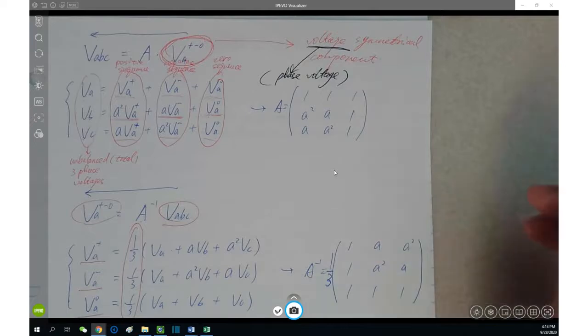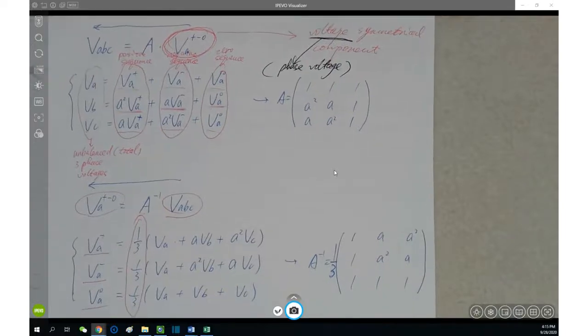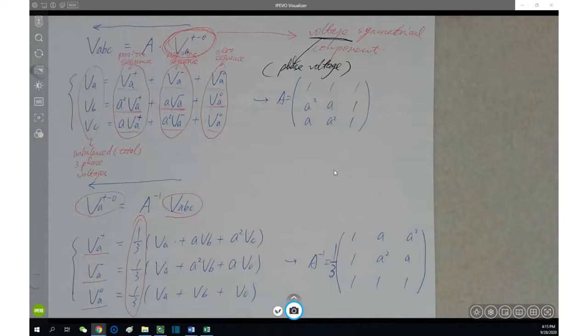All right, remember this. That's a very good question. Because the given might be line voltage. That's absolutely possible. And here what we are really looking for is the phase voltage.